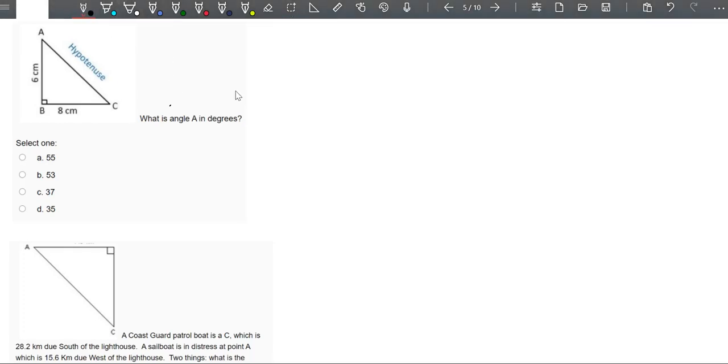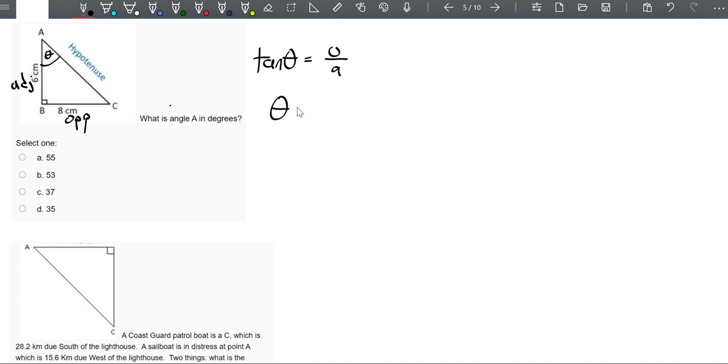Okay, we are on questions 9 and 10 from your assignment. This one: what is angle A in degrees? Angle A is right in here. We're given this side, which compared to angle A is our opposite, and we're given this side, which is our adjacent. So if we have opposite and adjacent, I know that the tangent of an angle is opposite over adjacent.